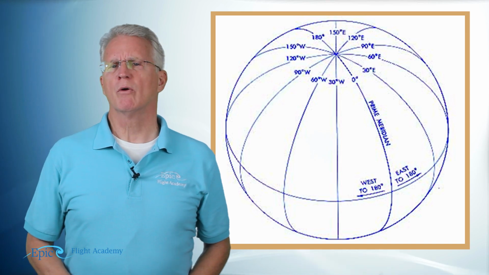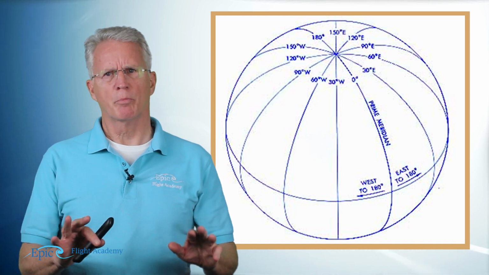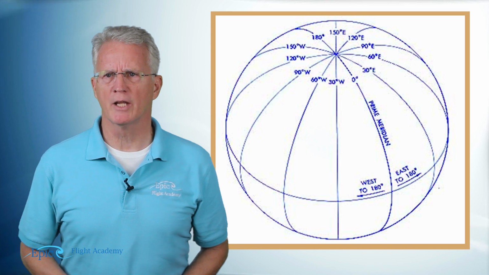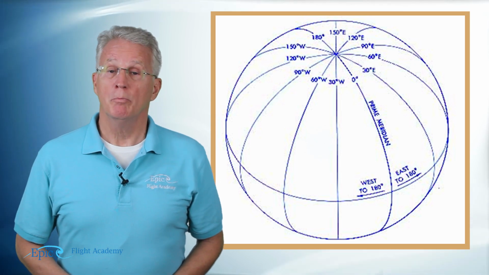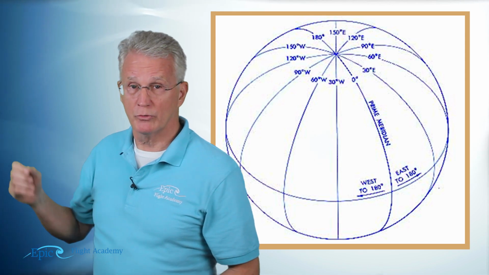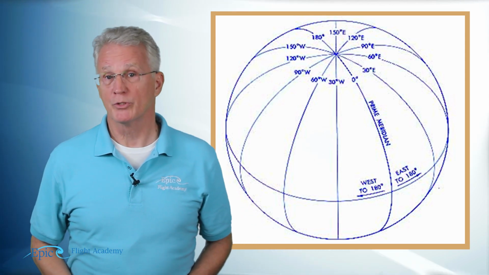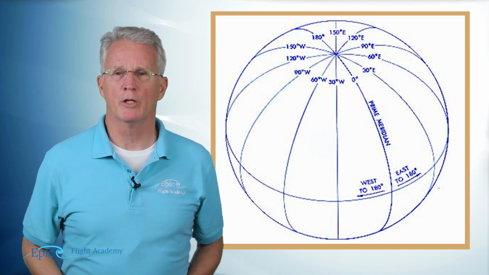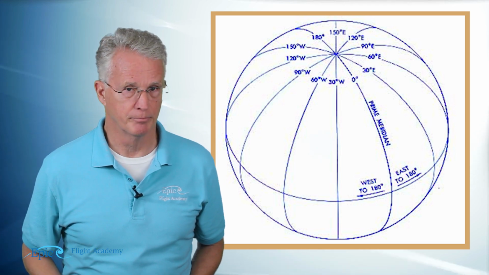So, what is our reference point for the prime meridian or 0 longitude? You might notice that it looks like the prime meridian runs through London, England. Well, precisely, the prime meridian runs through Greenwich, England.